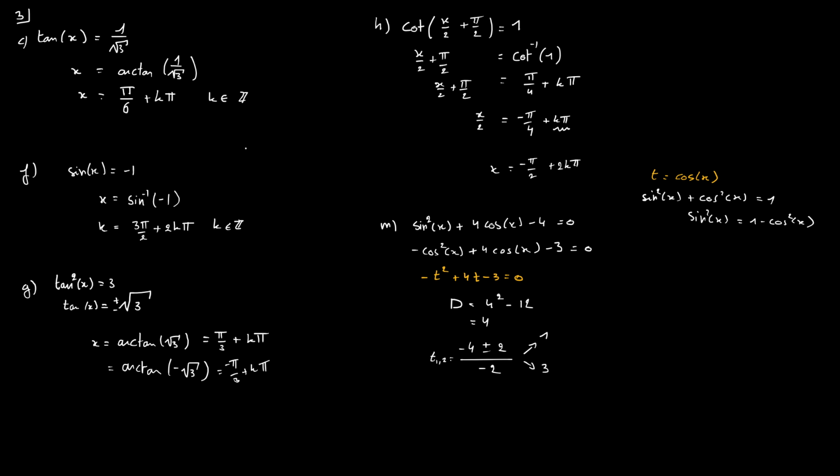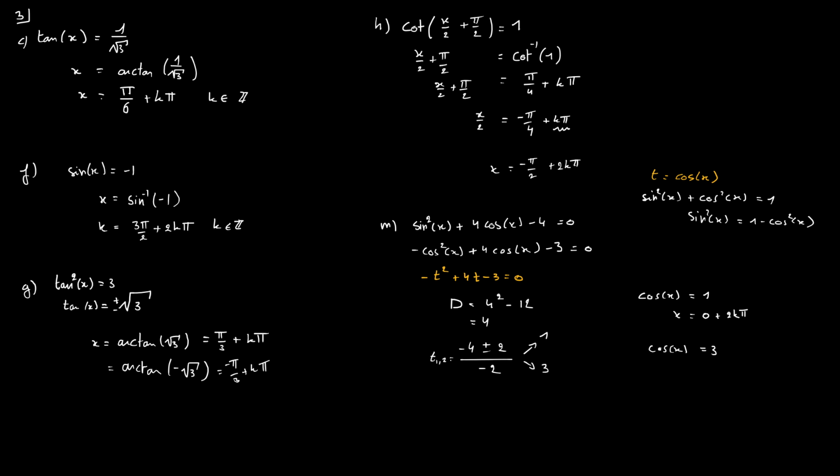Now we have to be careful because we need to remember that t is equal to a cosine value. Let me do it the other way around, it makes more sense like that. Cosine of x equals 1, doing our substitution back, what would that mean? Well, it means that x is equal to 0 plus 2k pi. Then we can solve our other one, and we can say cosine x is equal to 3.